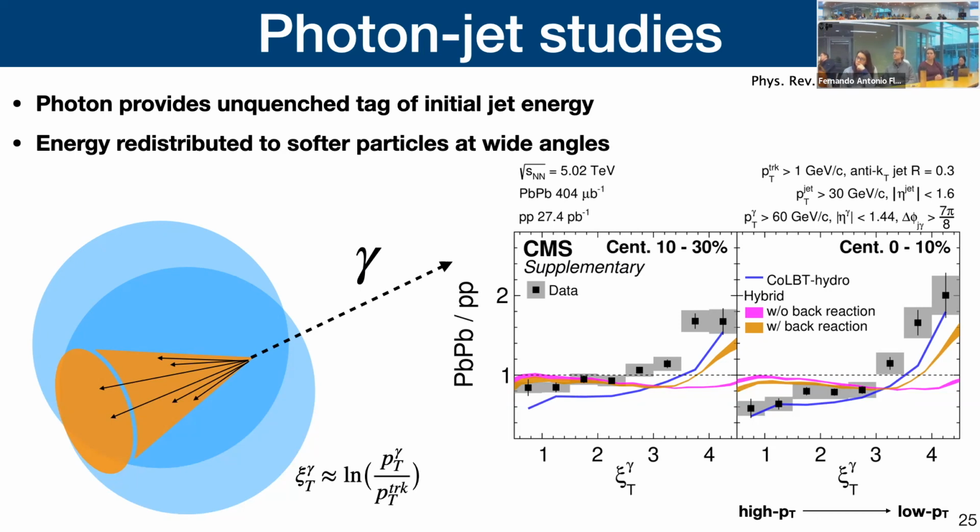You can see that in this measurement, when you go to low momentum, you see additional particles being produced, and at high momentum, you have fewer particles produced. So this is consistent with the energy carried by hard particles being transferred to low momentum particles.